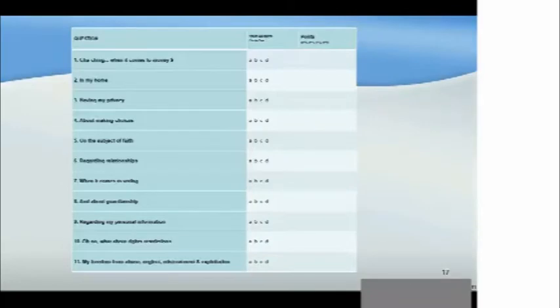So, with the answers A, B, C, and D, there is a point system. For A, you get 0. B, you get 1 point. C, you get 2 points. And D, you get 0. And you total all the points up in the end after you've answered each item.